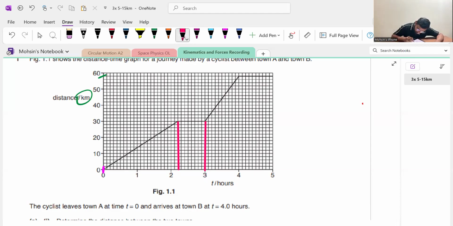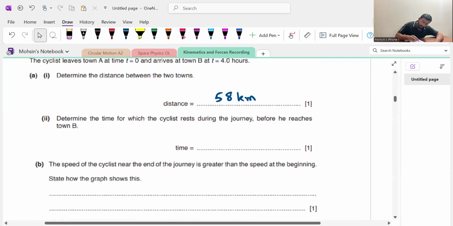So what is this point? This is, I think, 2.2 and this is 3.30. So almost 0.8, 0.8 hours, I believe. 0.80 hour.